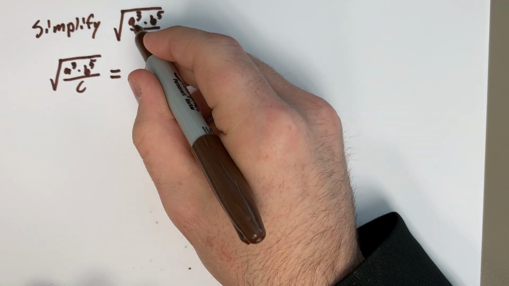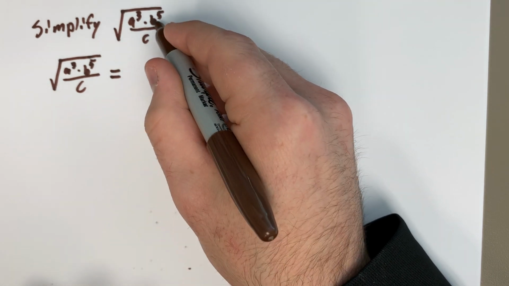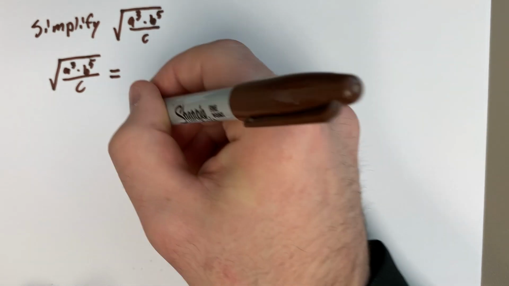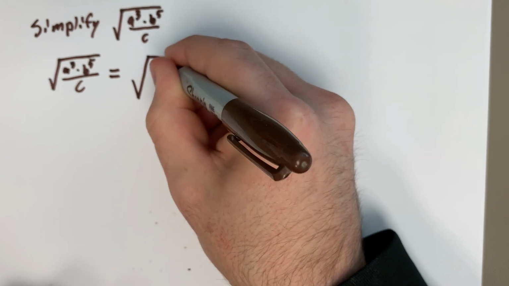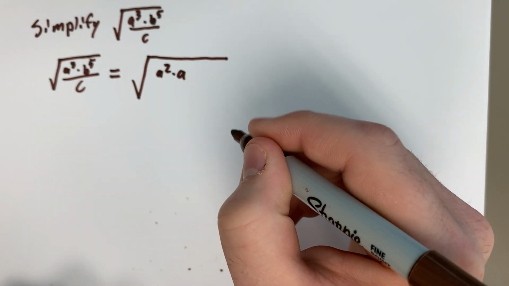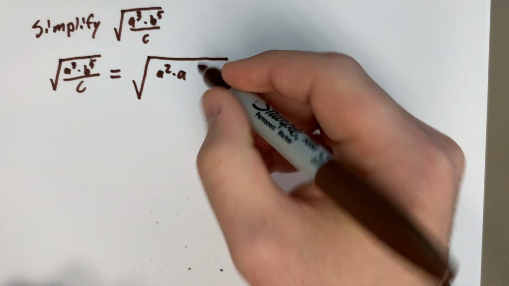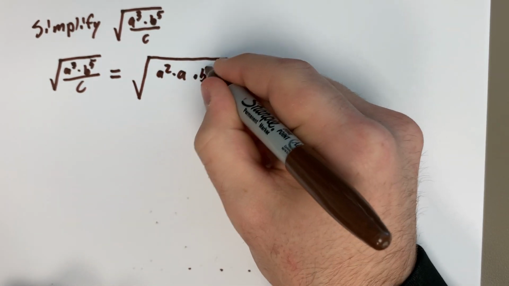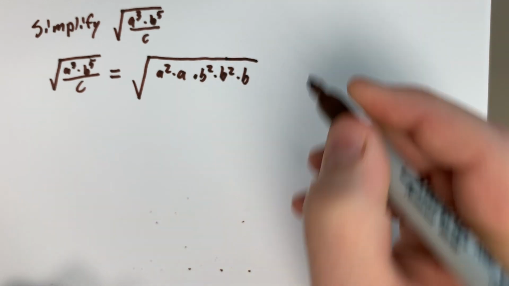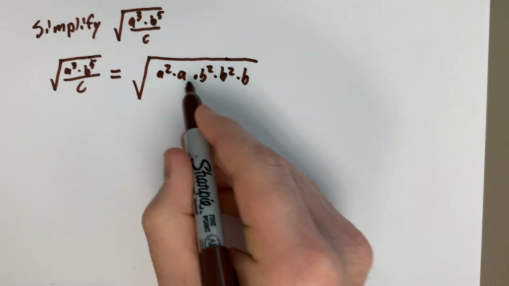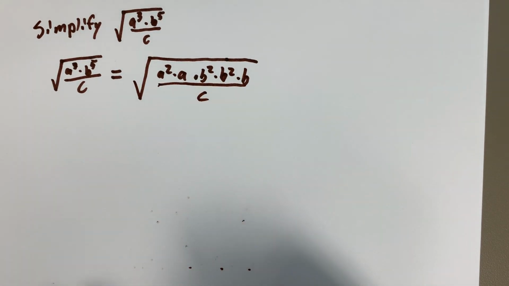First thing I want to do is break down this a to the third, so I have clusters of 2. I'll also do this b to the fifth at the same time. So rewriting this gives me the square root of a squared times a. So I had 3 to begin with, now I still have 3. I have 2 here and I have 1 here. Times b squared times b squared times b. Okay? And then the c just gets carried along because we only have one of those. Can't really break that down any further.